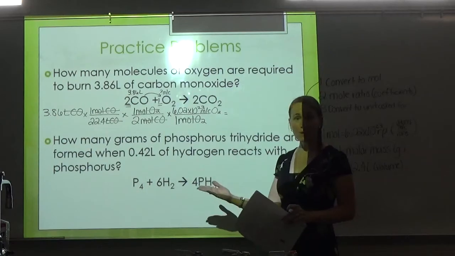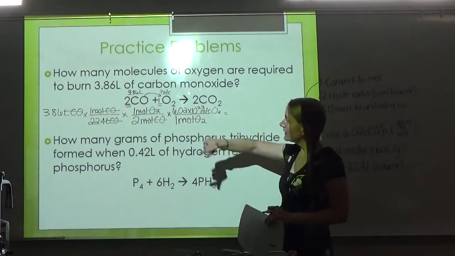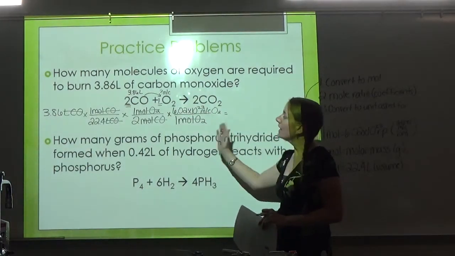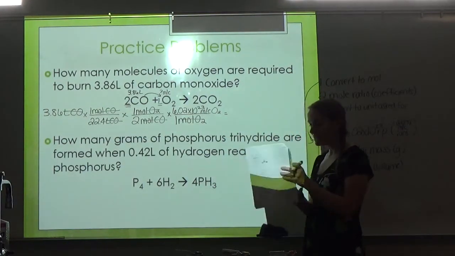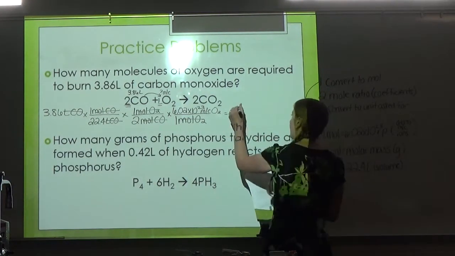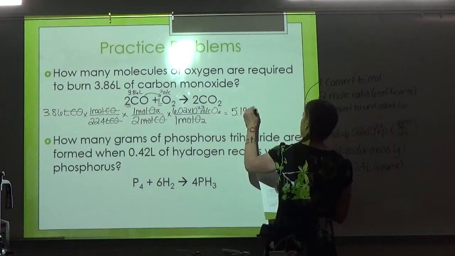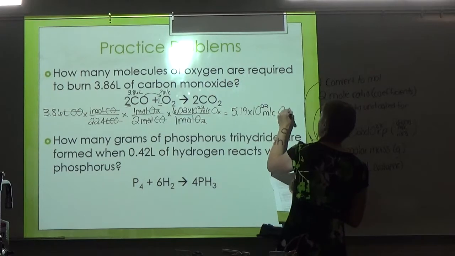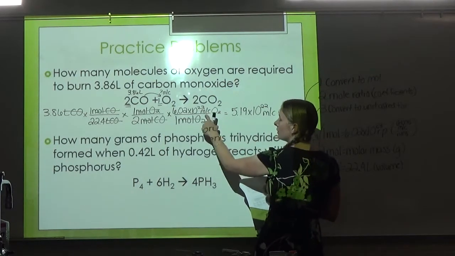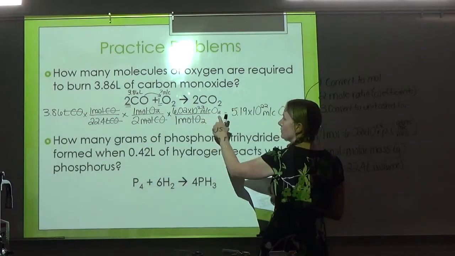So, as always, I multiply the top, so 3.86 times Avogadro's number, and divide by the bottom. So I divide by the 22.4 and the 2. And so once I do that, I ended up getting 5.19 times 10 to the 22 molecules of oxygen. Again, if you get lost on what your unit and substance are, it'll be what you end with right here.